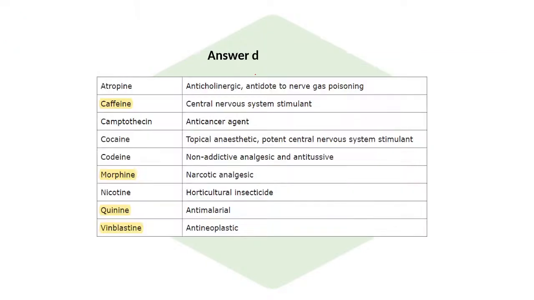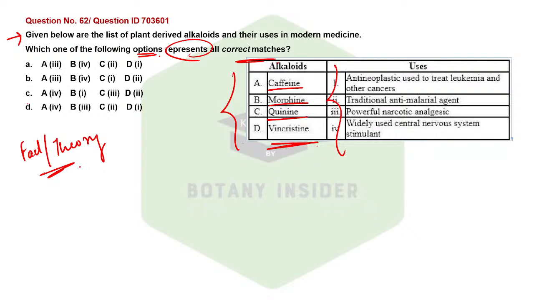The correct answer for this particular question is option number D. Caffeine is widely used as a central nervous system stimulant. Morphine is a powerful narcotic analgesic. Quinine is a traditional anti-malarial agent. And vincristine is anti-neoplastic, used to treat leukemia and other cancers.